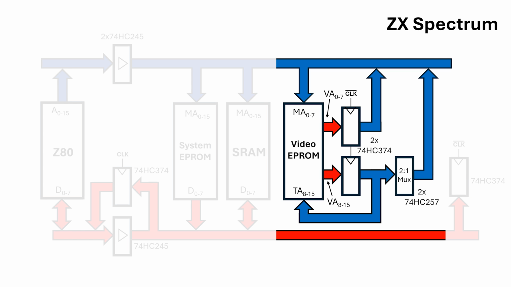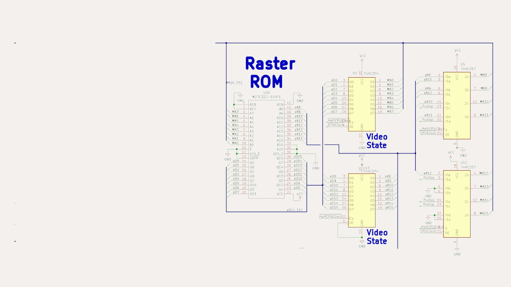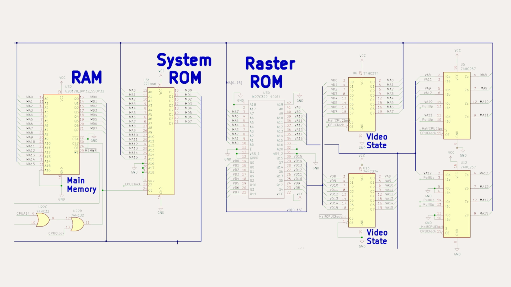Next, we look at the raster generator. This circuit is set up as a finite state machine with 65,536 states, requiring 16 state variables. The purpose of this circuit is to generate the memory addressing for displaying video. This was done by the Z80 itself on the ZX81, and it was offloaded to the ULA in the Spectrum.